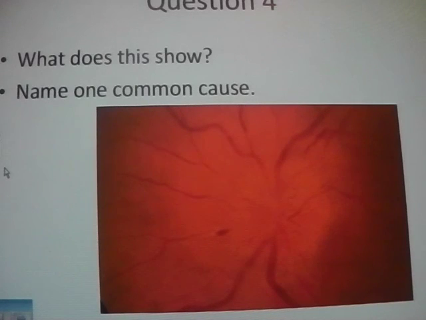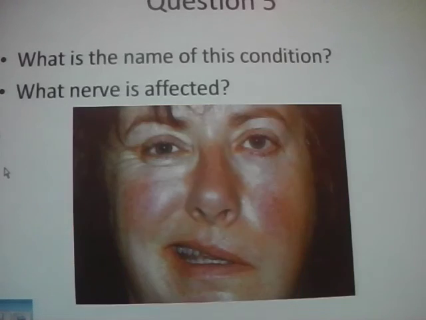So what does this show? It is papilledema, very good. And what is the most common cause of papilledema? Yep, very good. Okay, so what's the name of this condition? Yeah, very good. Bell's palsy, and what nerve is affected? Yeah, so cranial nerve 7. For an extra bonus point, does anybody know where it's commonly inflamed? What does it travel through? The stylomastoid foramen.